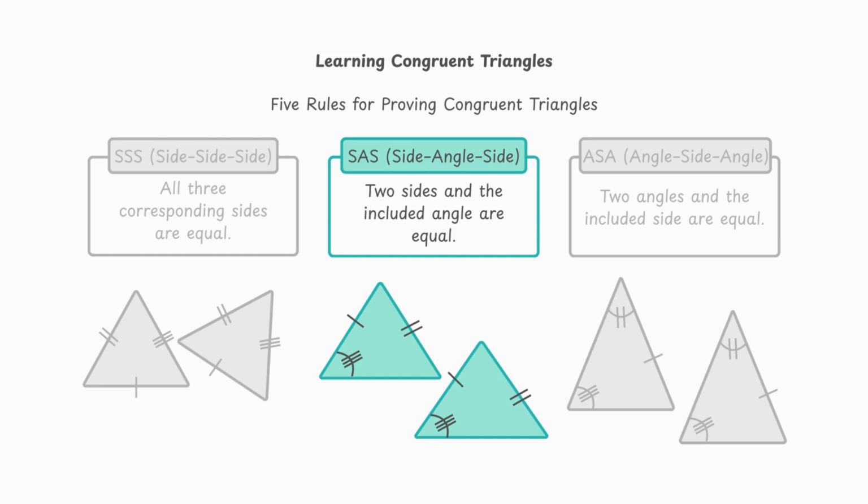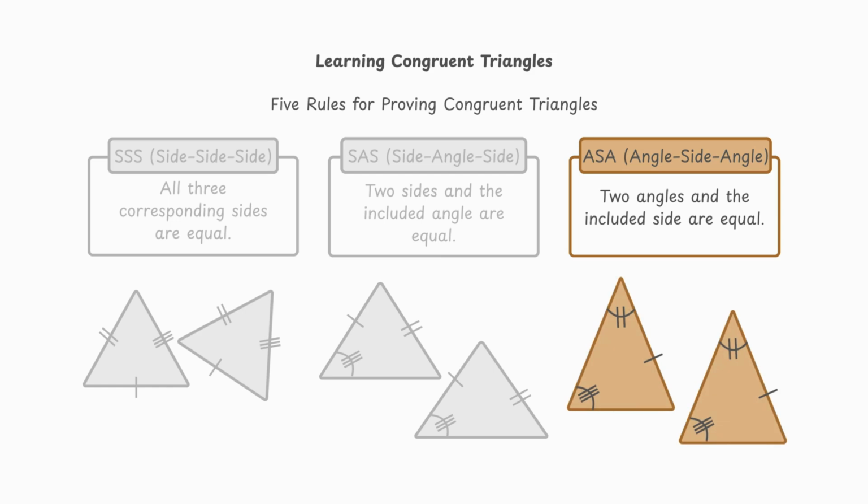Now let's move to the third rule, ASA, angle, side, angle. This means 2 angles, and the side between them are equal. Again, the side must be the included side, the one in between the 2 angles. Now here is the key idea. If 2 angles are equal, the third angle is automatically fixed, because the sum of angles in a triangle is 180 degrees. So once we know 2 angles and the side between them, the triangle is completely determined.